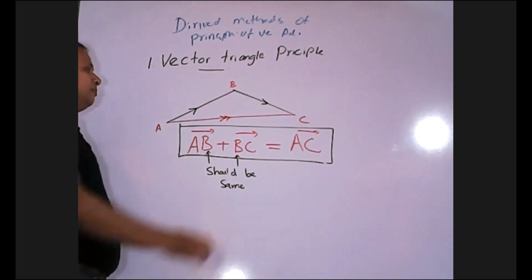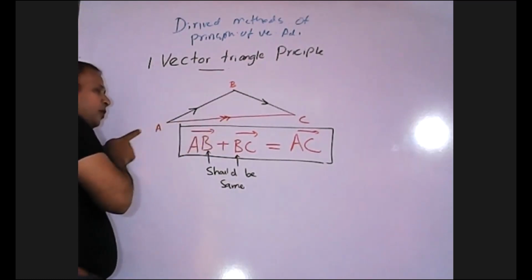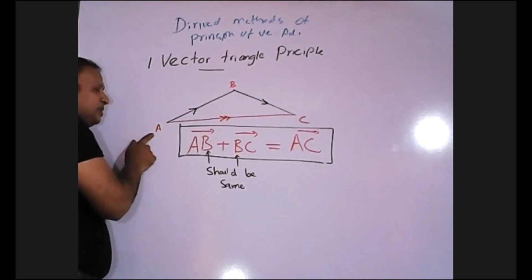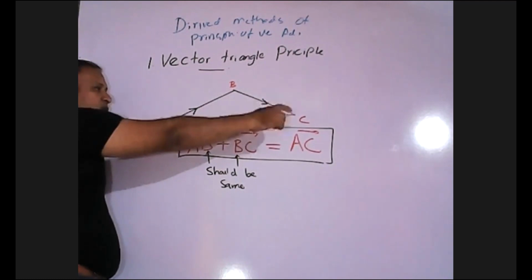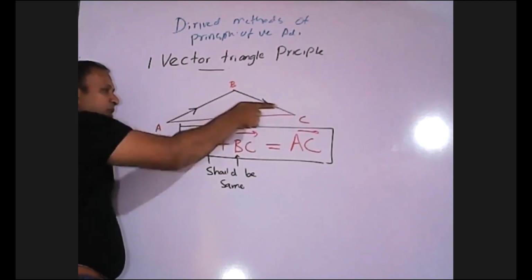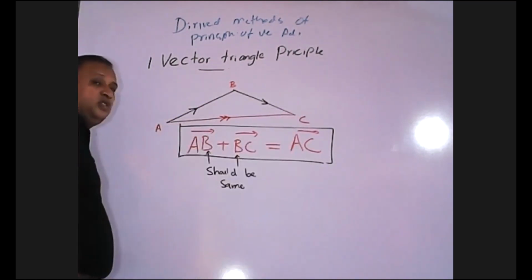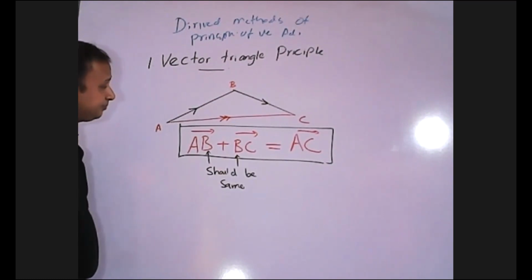This arrowhead should be started from the starting point of the first vector and should be directed to the end point of the second vector, arrowhead.